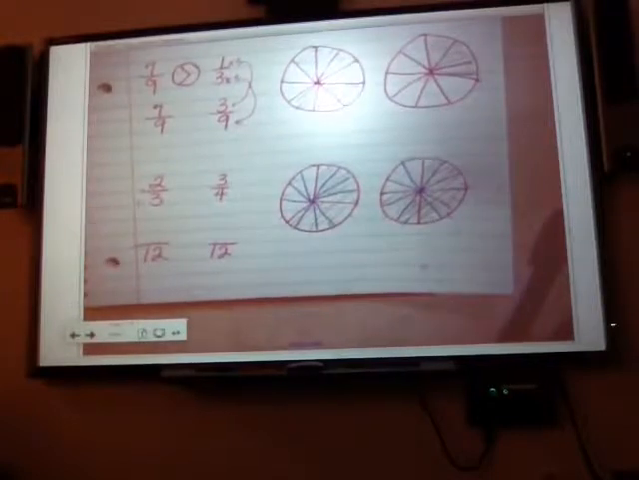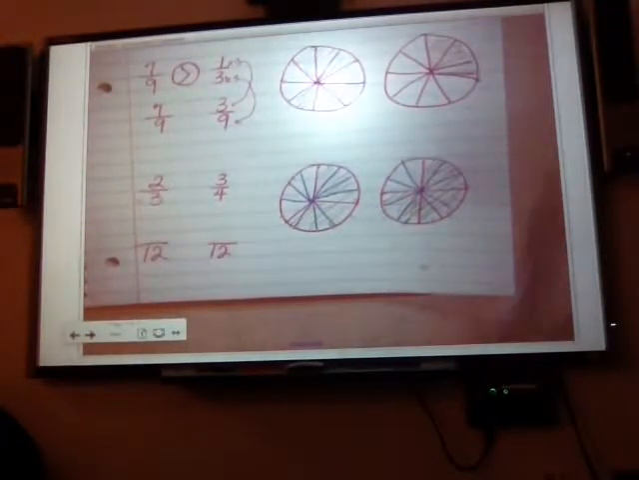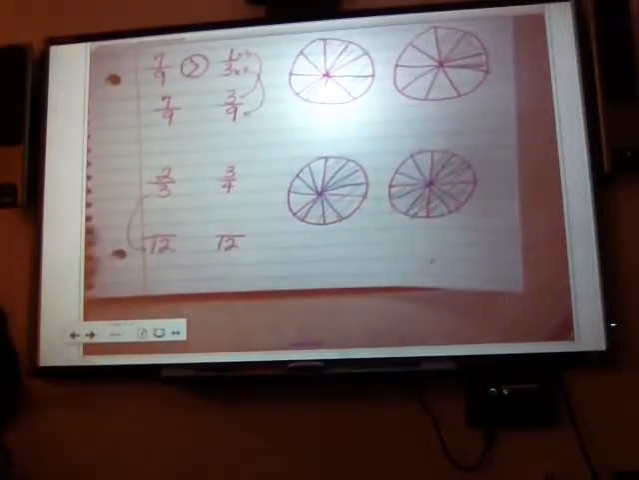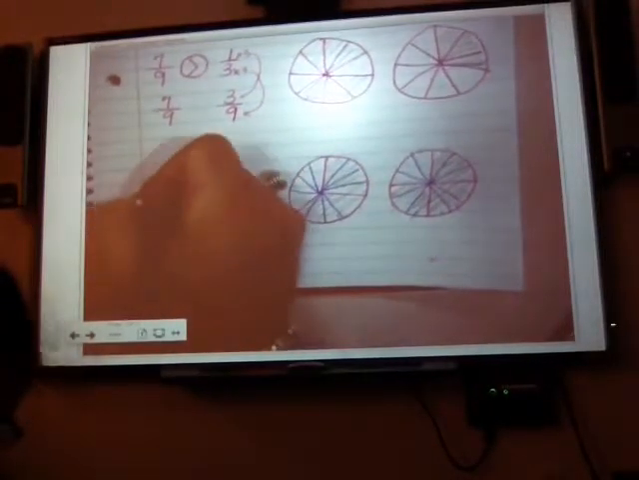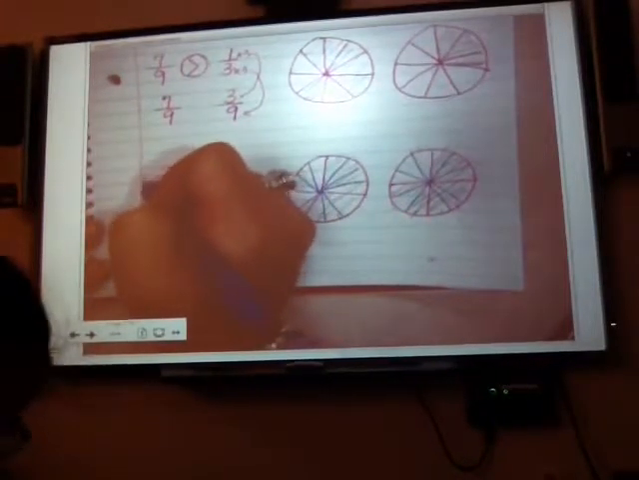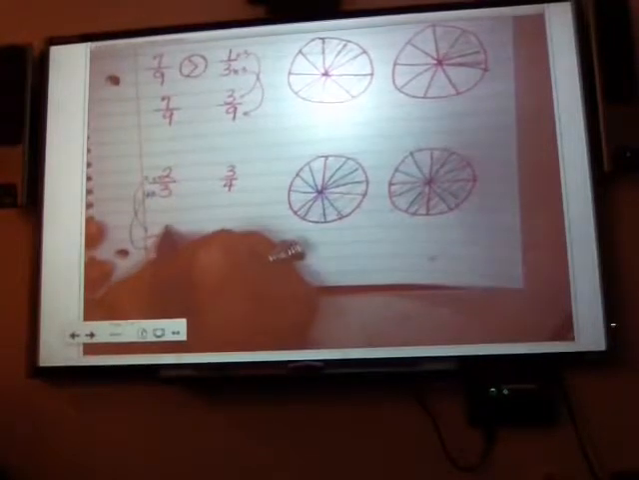Now am I comparing apples to apples? Mm-hmm. Comparing the same numbers. So what did I do to get from my 3 to my 12, ladies and gentlemen? 4. Good. Times 4. Whatever you do to the bottom, you do to the top. Therefore, 4 times 2 is 8.